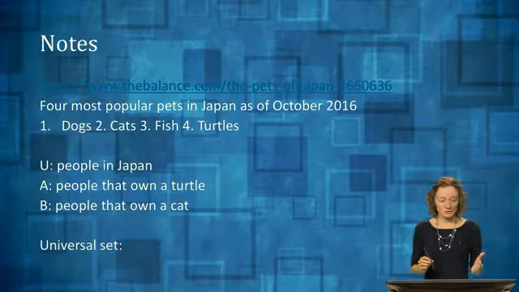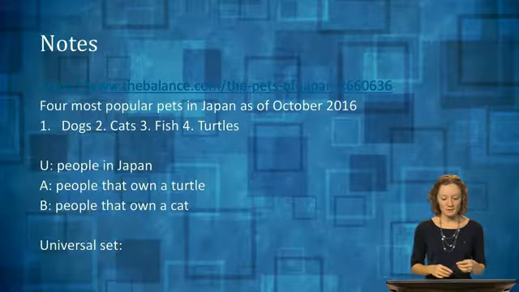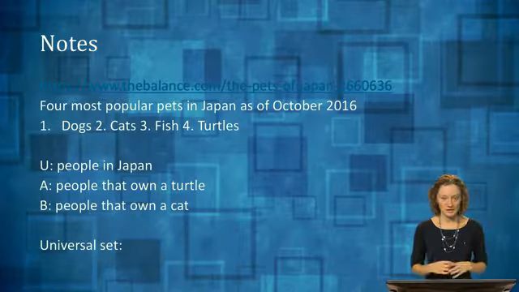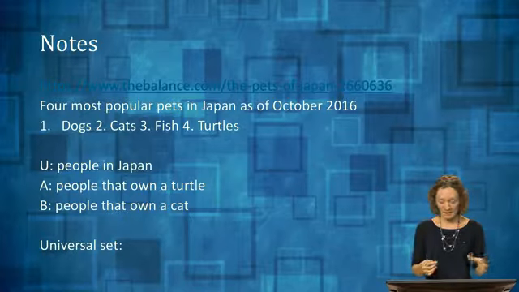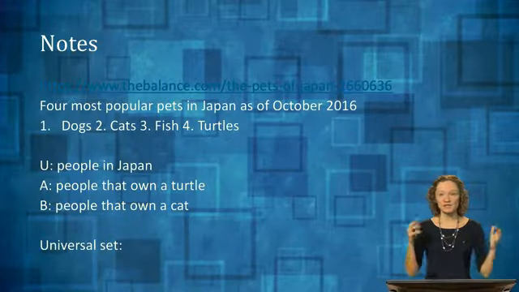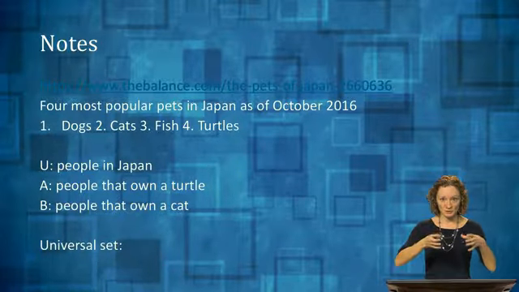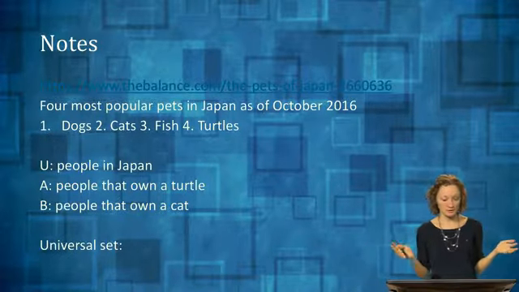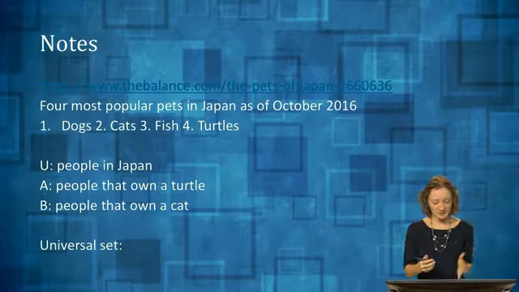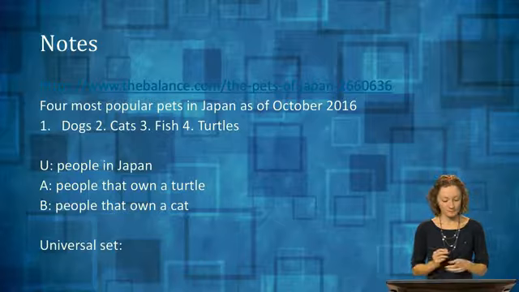Okay, so let's start some notes. We're going to use this information to fill in our notes here. The 4 most popular pets in Japan as of October 2016 are dogs, cats, fish, and turtles. So let's say with that information, we define the universe to be all people in Japan. Remember, if we set the universe, this just defines who it is we're talking about or what it is we're talking about. It limits us to a certain set of items instead of having everything that exists in the universe as part of it. So our universe is the people in Japan. We'll have set A be people that own a turtle and set B people that own a cat.